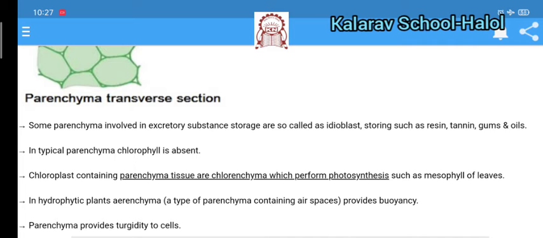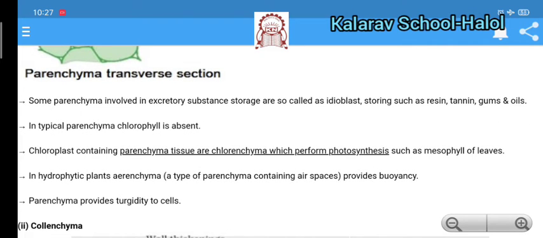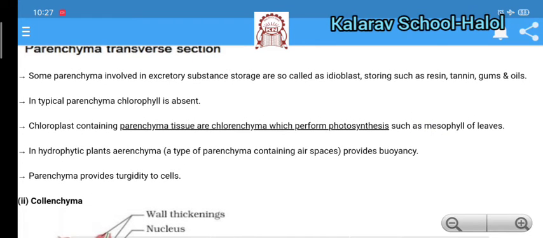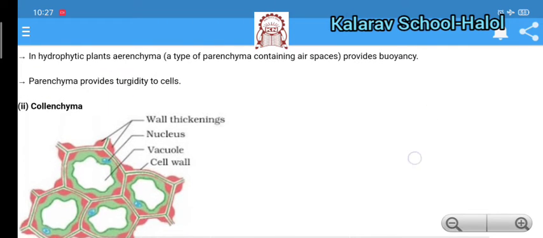Chlorophyll is absent in typical parenchyma. Some parenchyma tissue are chlorenchyma, which perform photosynthesis, such as the mesophyll of leaves. In hydrophytic plants, parenchyma provides buoyancy. Here are the types of parenchyma containing air spaces, that's why they are called aerenchyma. Parenchyma provides turgidity to the cells, and loss of turgidity is shrinkage. Next is collenchyma.